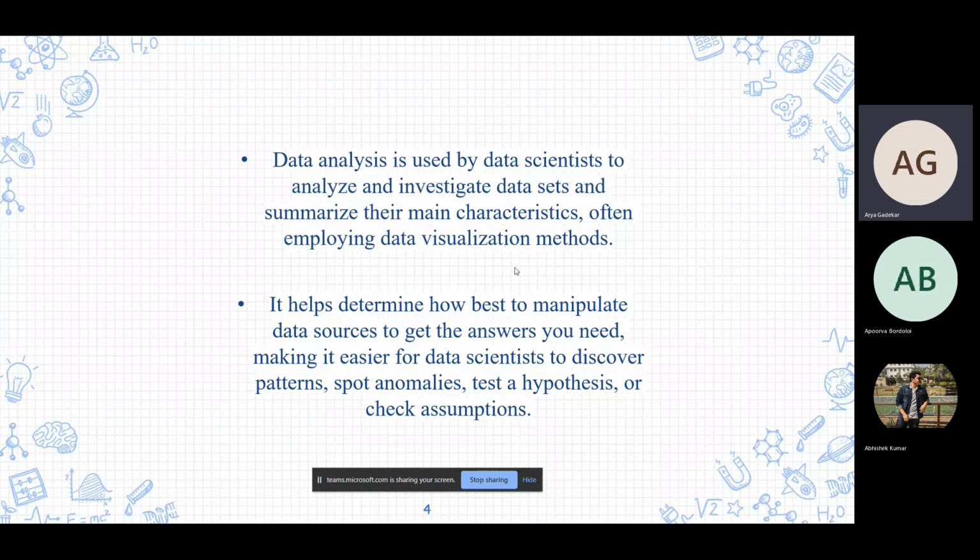Now we will see what is data analysis. Data analysis is mainly used by data scientists, data analysts, or anyone in the data field to analyze and investigate their data set. It helps us in summarizing their main characteristics and it helps us see beyond the data. It helps determine how best to manipulate data sources to get the answers you need. Basically, it is the solution to all our data problems. Data analysis makes it easier for data scientists to discover patterns in the data, spot trends, spot anomalies, test a hypothesis, or check assumptions.